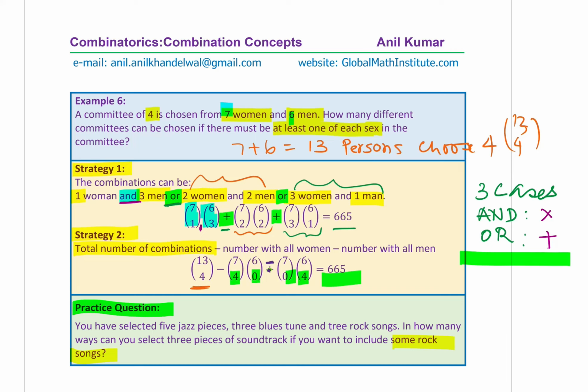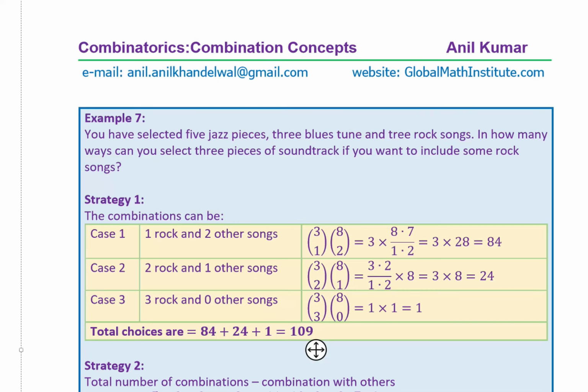So this is the same way of saying at least one. Do you see that? So we have at least one or some, which is the same thing. So now follow this process. You could use strategy 1 or strategy 2 to answer. Perfect. Now here is my solution to the same.